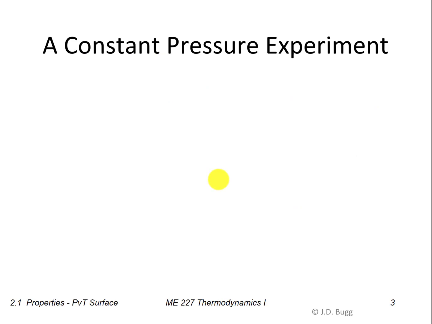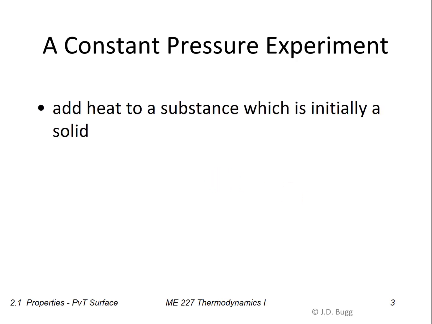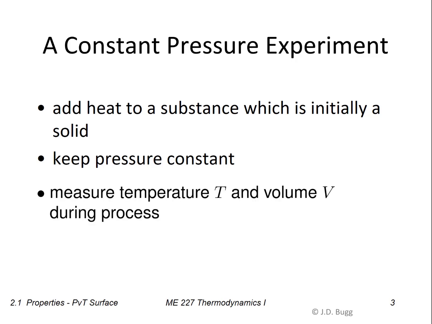So to do that, to begin to see what this surface looks like, we're going to do a constant pressure experiment. So the way that this works is we're going to take a substance that's initially a solid, so we're just taking a block of some substance, and at this stage it doesn't matter what that substance is, and we're going to add heat to that substance while keeping the pressure constant, as the name of this experiment implies. So keep the pressure constant as we add heat to this substance.